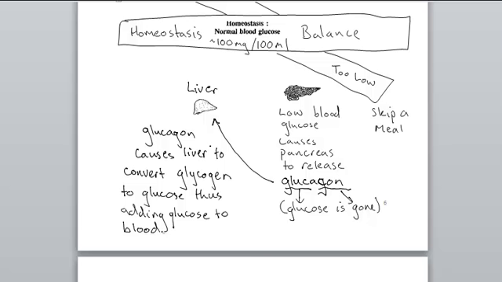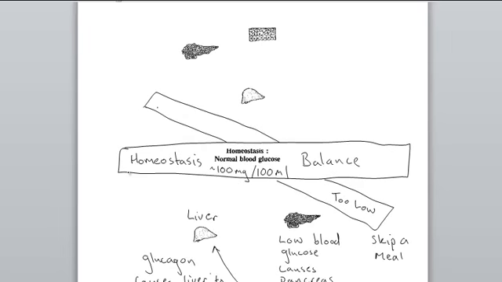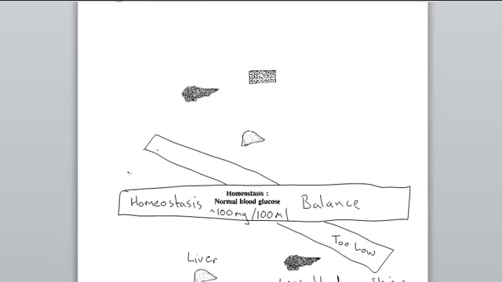And that'll bring the blood glucose levels back up, hopefully to a homeostatic point where it's balanced. But sometimes we go past that point, for example, after we eat a meal, where suddenly we have lots of glucose in our blood. When we do this, when it's too high, it causes, again, this is the pancreas.